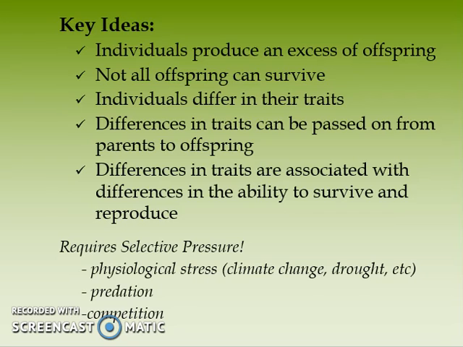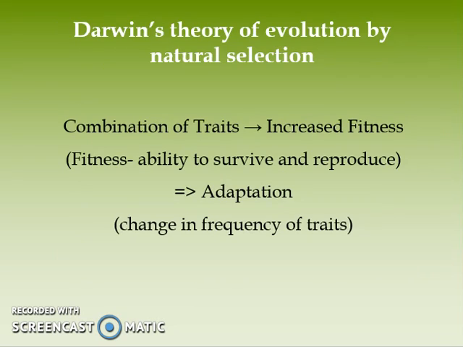Natural selection requires a pressure. Something has to cause a trait to be more favorable than another. It could be a physiological stressor like climate change, drought, a flood, something like that. It can be predation, and it can be competition. Predation and competition are some of the big ones, especially predation. And we're going to actually do a lab on that.